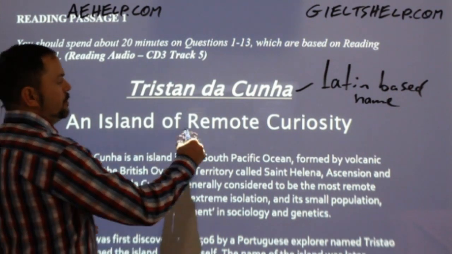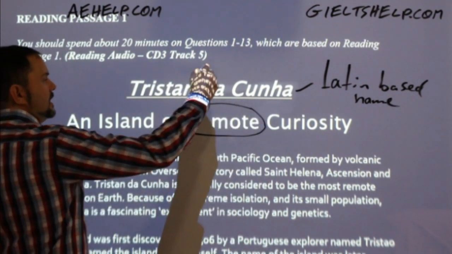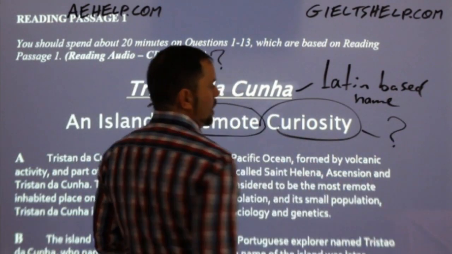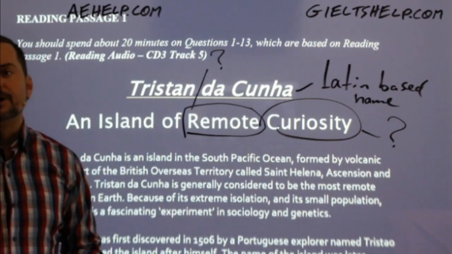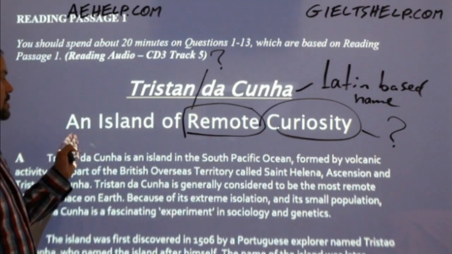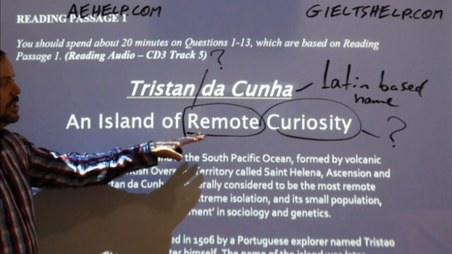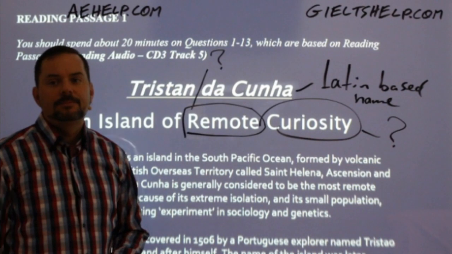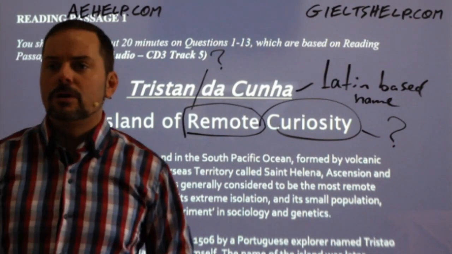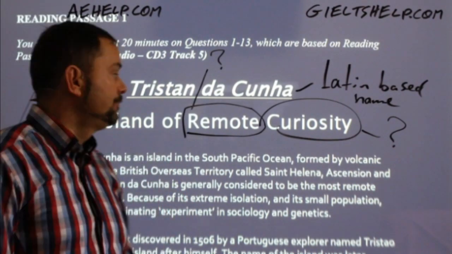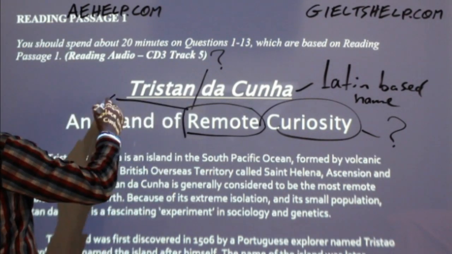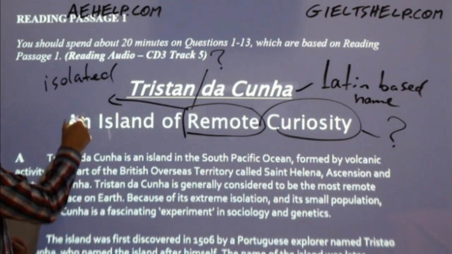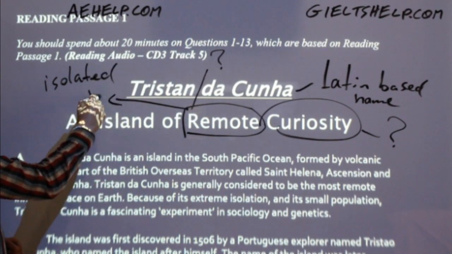What does the word remote mean in this context? These two words are quite important. Whenever you see, of course, I'm sure you know the meaning of island. So think about remote and curiosity. What does remote mean? Preeti says it means rural. There you go, Roshni, very good. Roshni says this means isolated.